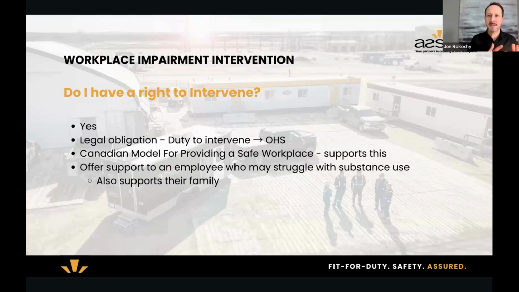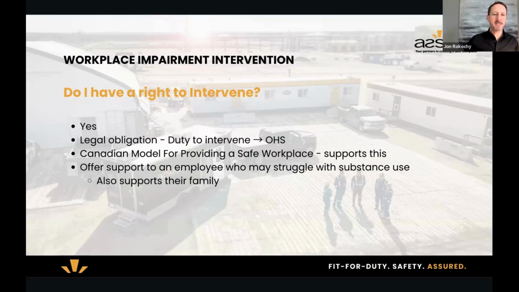Occupational health and safety makes it a legal obligation to intervene when you see unsafe work practices. If you do see unsafe work practices and do nothing, you could be held liable. You as a manager, you as a supervisor, there could be action taken against you if you see something and do nothing.